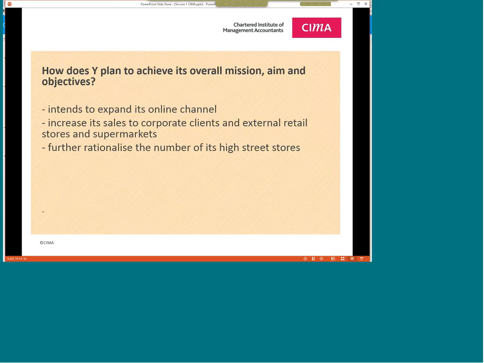Yes, it is actually in line, you are correct. It is in line with the primary objective they have of increasing shareholders' value and profit, because these channels have higher profit margins. And many of the high street stores have decreasing sales, and the profit margin is lower there compared to, let's say, corporate clients. So that's why the focus would be on this specific segment of the market, which is in line.